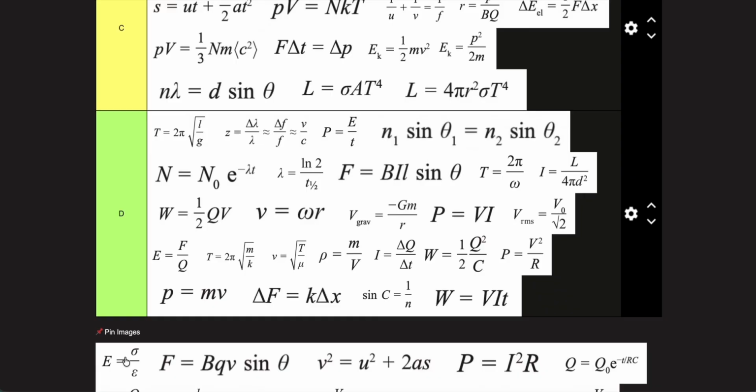Again, power and stuff like that. Sorry, it's the work done, I guess, by voltage. Sigma A T to the fourth. I'm gonna put it in the same category as C. I mean, they are the same equation, right? Young's modulus, tier D. Force on a charged particle, tier D as well.